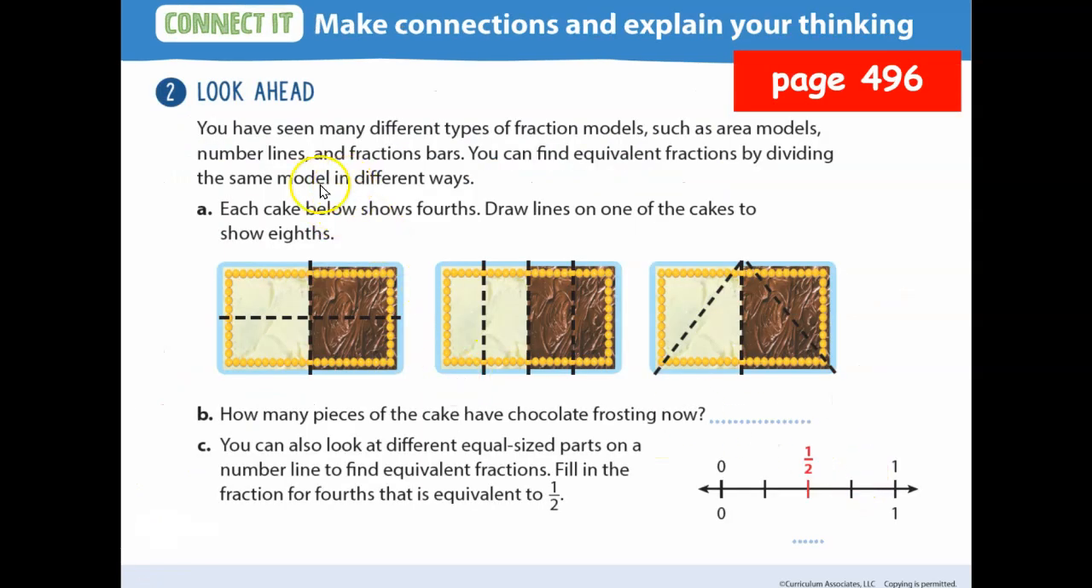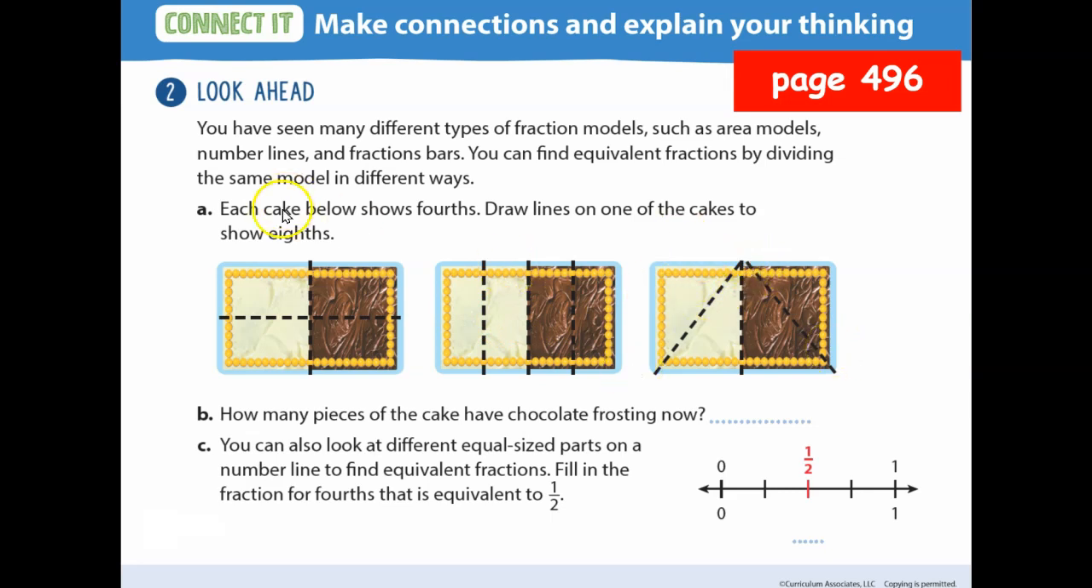All right, so here's an example. Here's how they worked that out. Okay, it says as you have seen many different types of fraction models, such as area models, number lines, and fraction bars. You can find equivalent fractions by dividing the same amount in different ways. So here they divided it into 4 sections like this. Here they divided into 4 sections just like we did. And then here they divided the 4 sections diagonally.